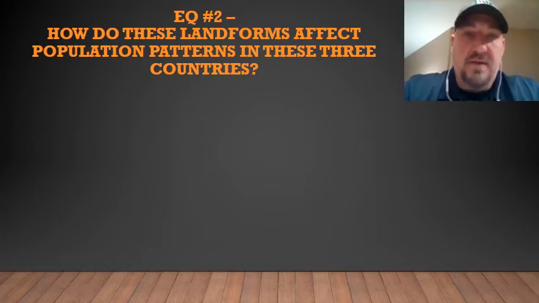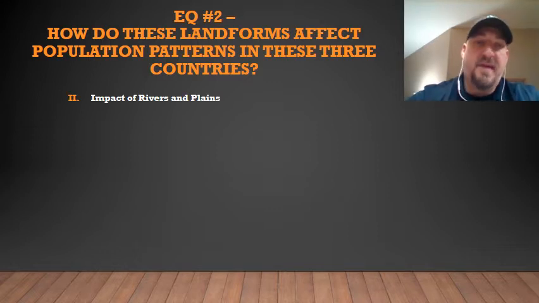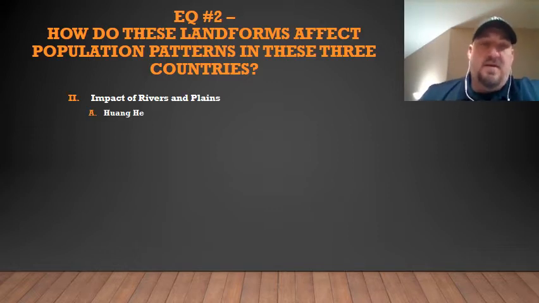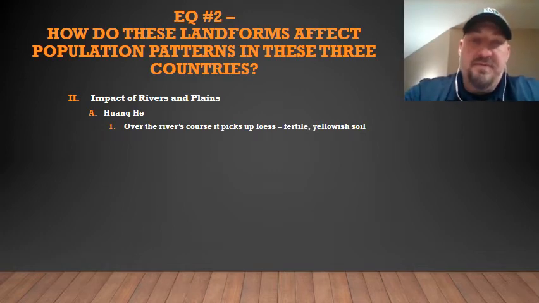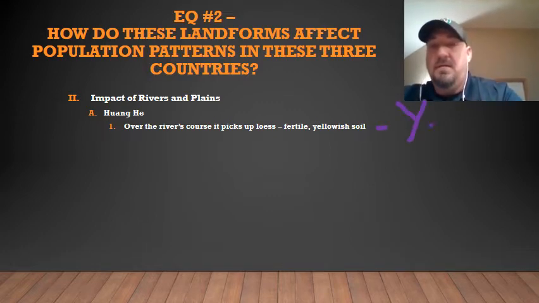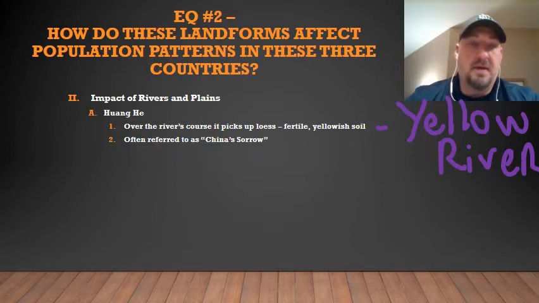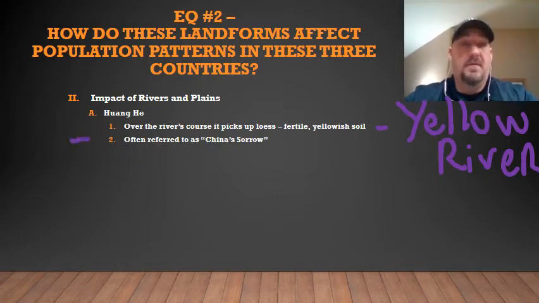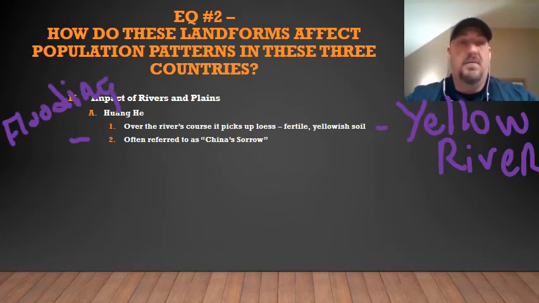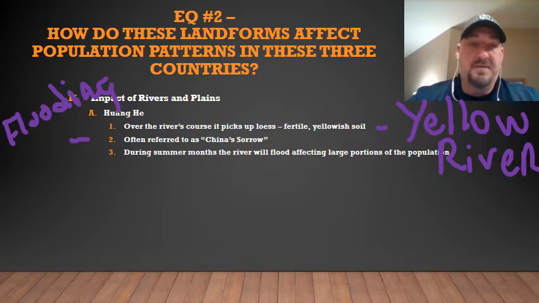Essential question 2. How do these landforms affect population patterns in these three countries? Impacts of rivers and plains. The Honghe, over the river's course, picks up loess, fertile, yellowish soil, which gives the river its nickname, the Yellow River, and is often referred to as China's sorrow because of flooding that has occurred over the years. During the summer months, the river will flood, affecting large portions of the population.